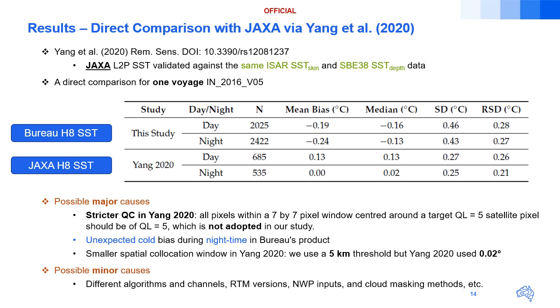And another reason that could be a major one is that the spatial windows are different in these two studies. We used a 5-kilometer threshold, but Yang 2020 used a 0.02 degree window. And then there are other causes, minor causes perhaps, such as different algorithms and channels, radiative transfer model versions, and NWP inputs, etc. But we don't know how important these factors can be.